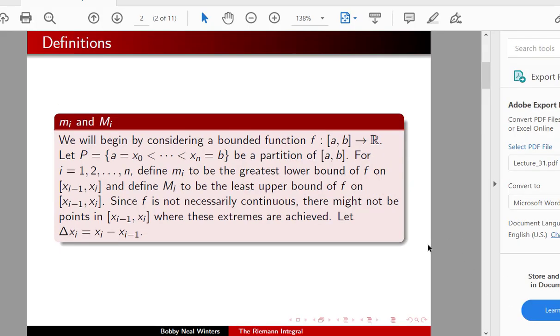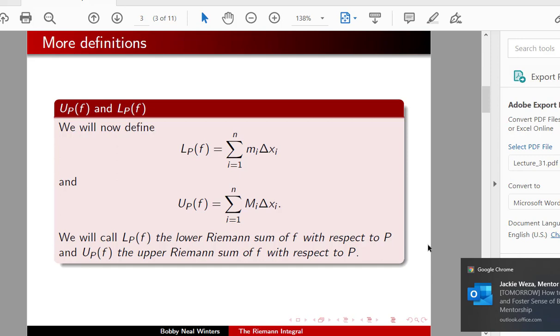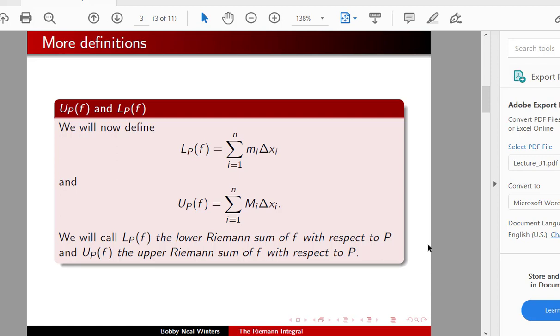All right, let's take a look at some more definitions. We will now define L_P(f) to be the sum from i equals 1 to n of little m_i times delta x_i, and U_P(f) to be the sum from i equals 1 to n of big M_i times delta x_i. We'll call L_P(f) the lower Riemann sum of f with respect to P, and U_P(f) the upper Riemann sum of f with respect to P.